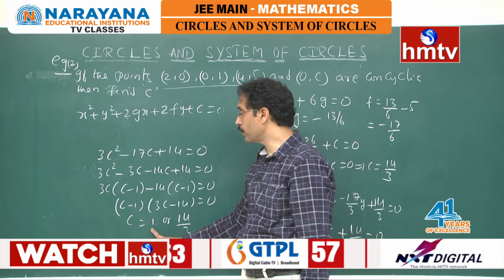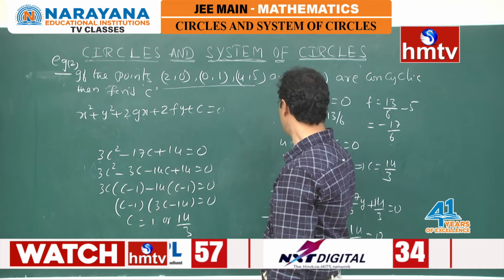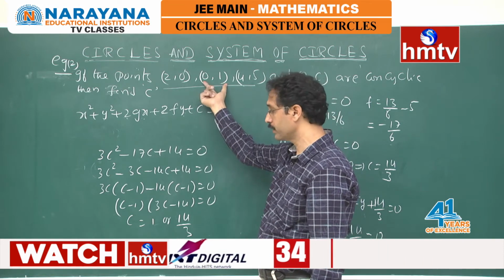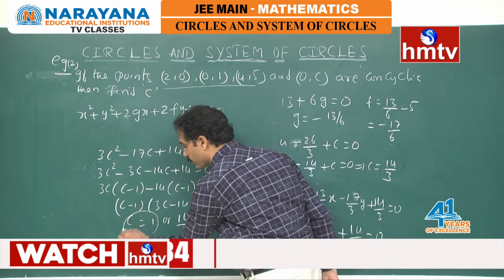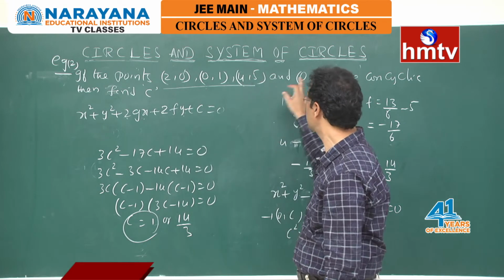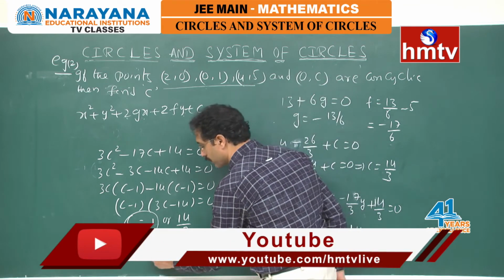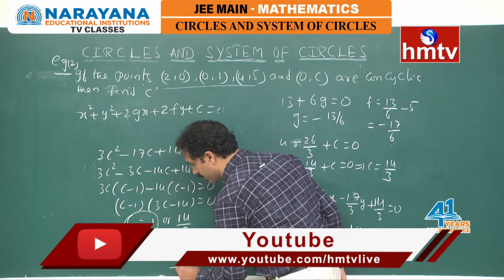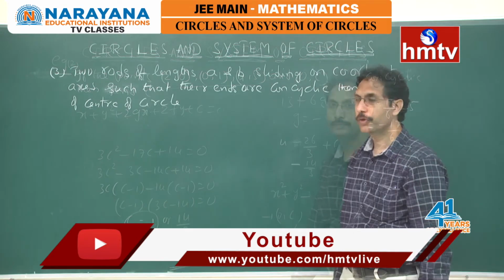But when c is equal to 1, this is 0 comma 1 you will get. That is one of the given points. That is why you do not take c is equal to 1. So, the required value of c is 14 by 3. Therefore, the c value is 14 by 3. In this way, we can do it. We will do another problem.